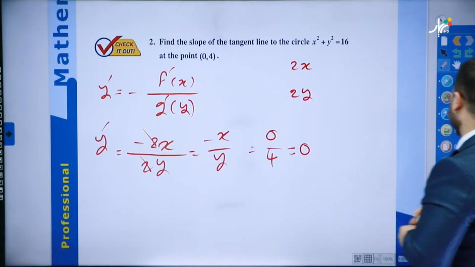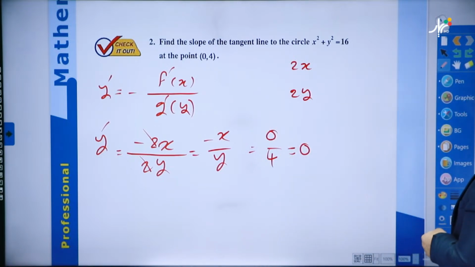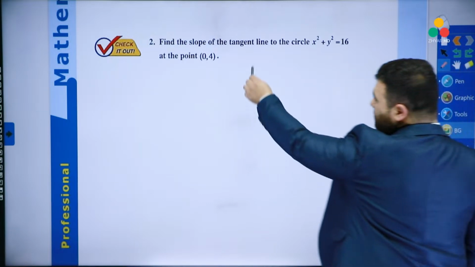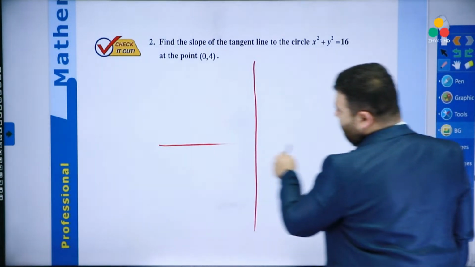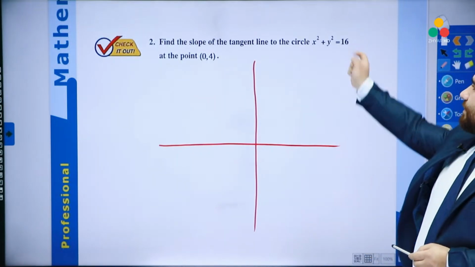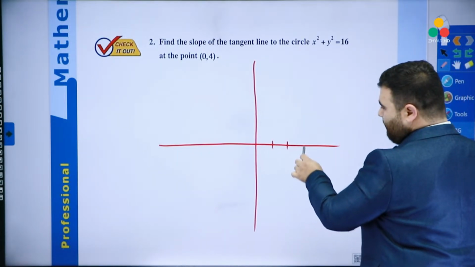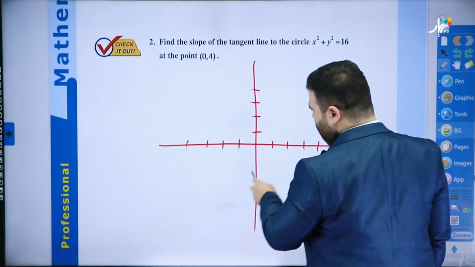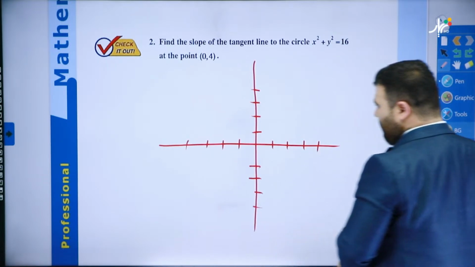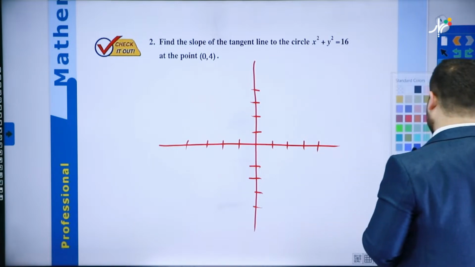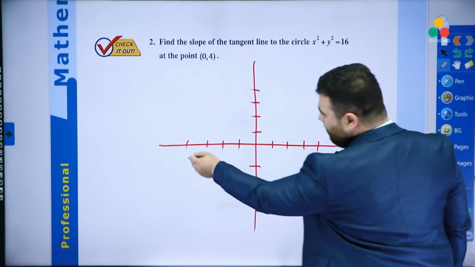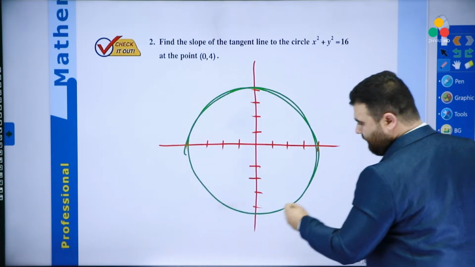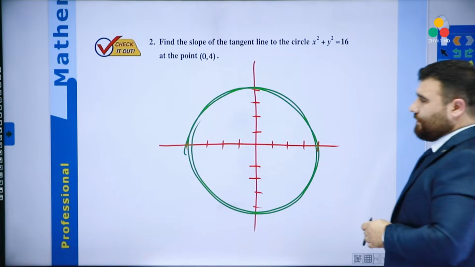Let me demonstrate it. What happened here? Why is the slope 0? So let's say this is an xy coordinate plane. The radius of the circle is 4. So 1, 2, 3, 4 in each direction. There is a circle passing through the 4s. I'm not sure how good the circle is, but let's say this is the circle.